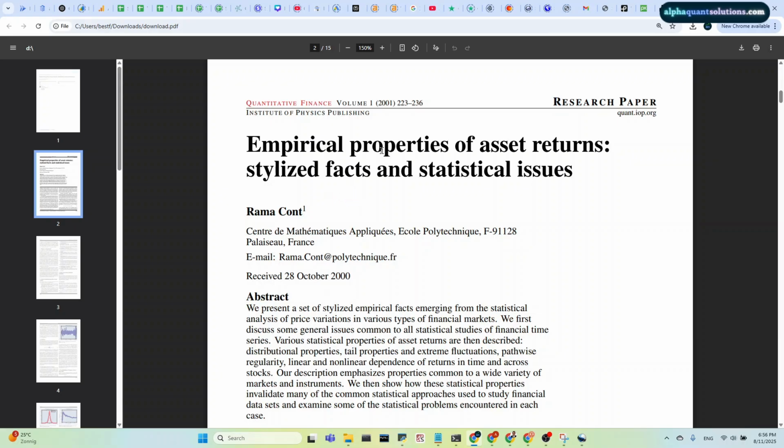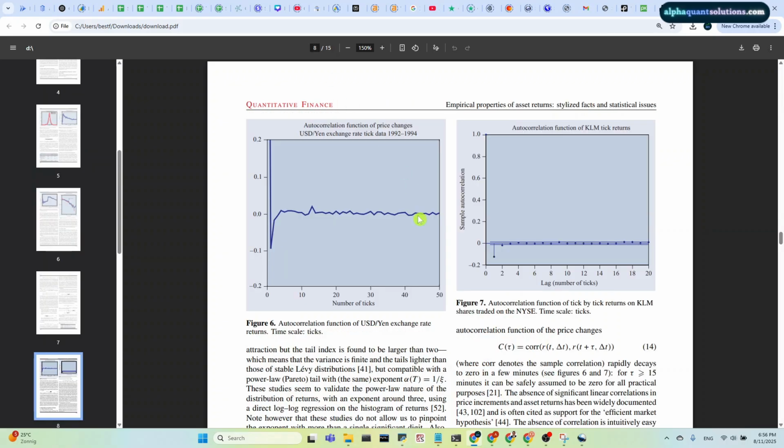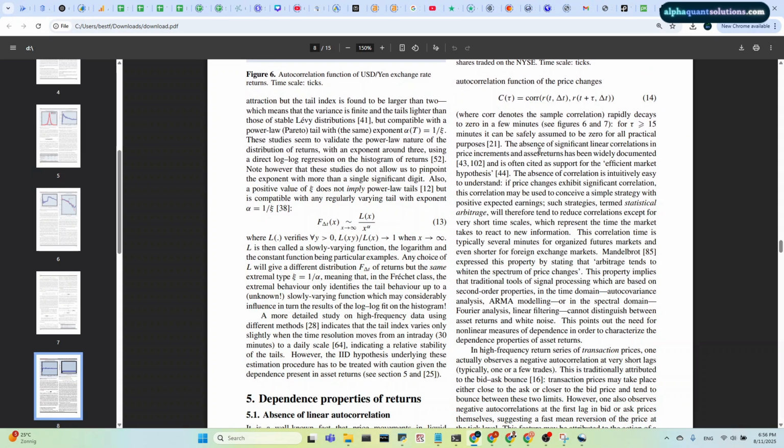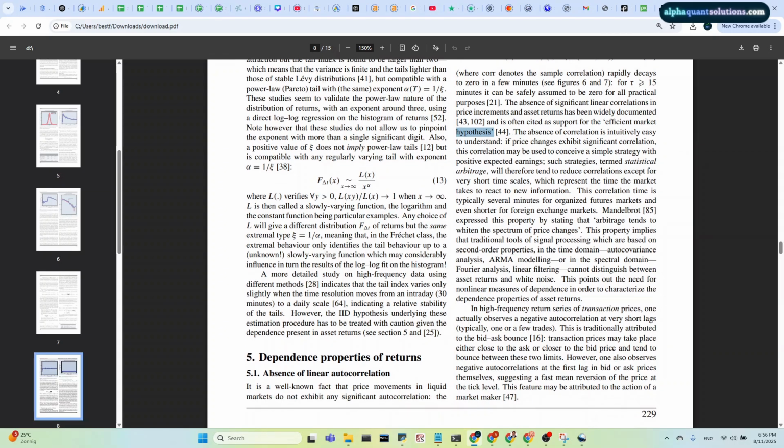As a reference, here is the 2001 quant finance paper we were referring to. Let's go back to page 8, where Professor Ramakant says that the absence of significant linear correlation in price increments and asset returns is often cited as a support for the efficient market hypothesis. And he explains that the absence of correlation is intuitively easy to understand.